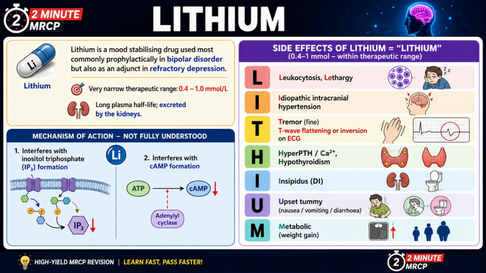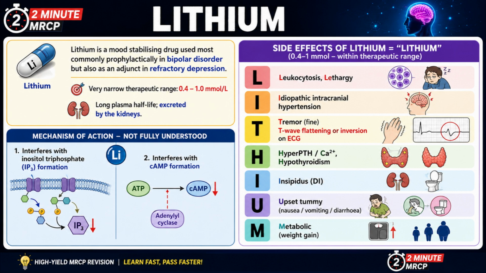Now let's look at the adverse effects. An easy way to remember them is the mnemonic LITHIUM, which applies to therapeutic levels between 0.4 and 1.0 millimoles per liter. L stands for leukocytosis and lethargy. I stands for idiopathic intracranial hypertension. T stands for fine tremor, which is common at therapeutic levels, and T-wave flattening or inversion on ECG.